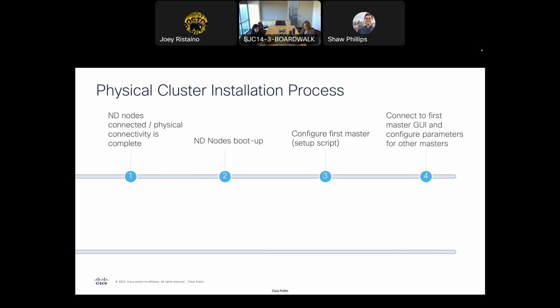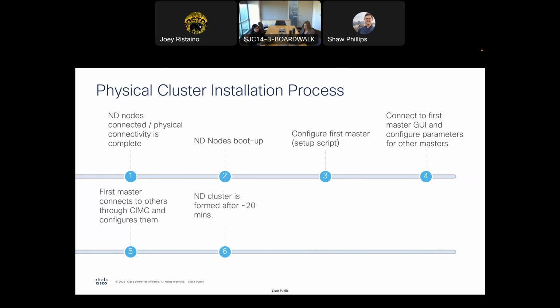As we will see in the demo as well, we only need to console or SSH into one node and the other two can be done directly on the GUI. So really easy and quick. The first master will also connect to the CIMC of the other masters and then we'll configure them. We'll also go through that process.